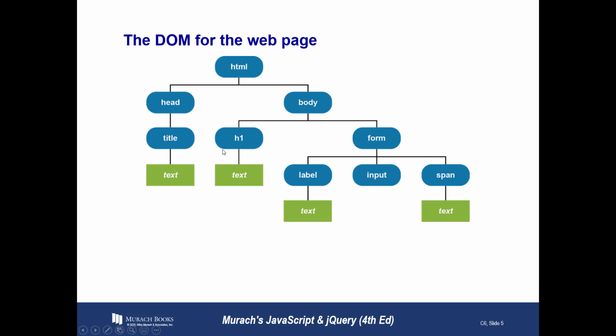So when you look at this, that creates this. Again, HTML is at the top. Head and body are siblings right underneath, so they're direct descendants of HTML. The head has only the title with some text in it. The body has an H1 and a form. The H1 has just text in it. The form has a label, an input, and a span. The label and the span each have text in them. When you get down to the bottom, those are sometimes known as leaf nodes because they don't go down any further. You've reached the bottom.